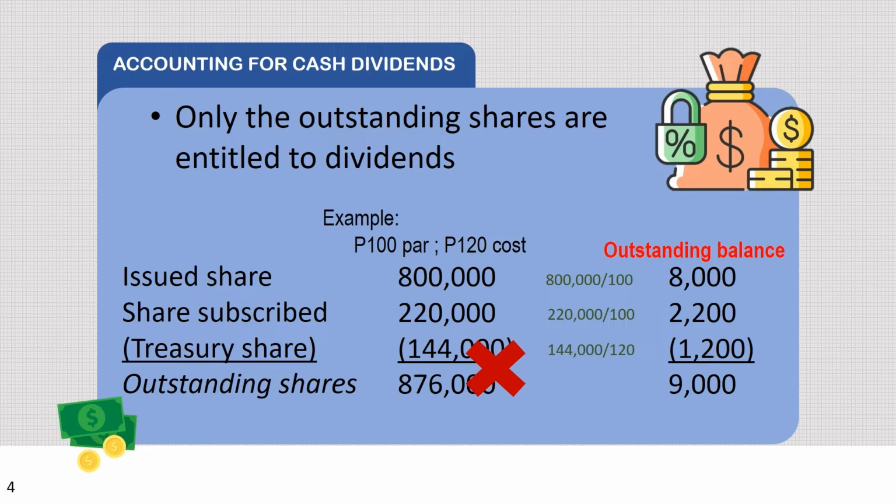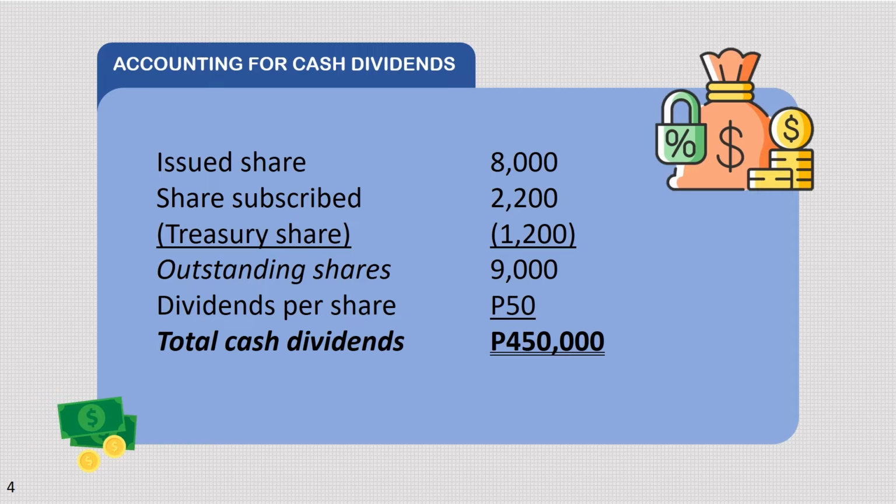Then, following the formula, we will have 9,000 outstanding shares. The 9,000 outstanding shares will be multiplied by the 50 peso dividend per share, and our total cash dividends will be 450,000.